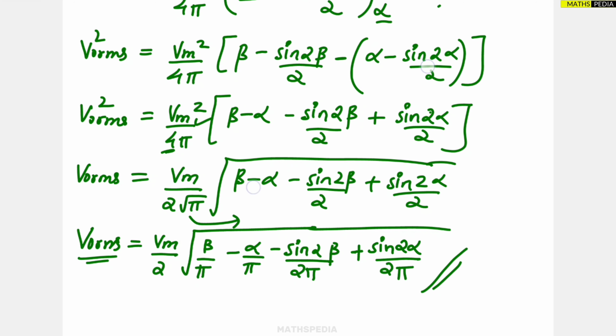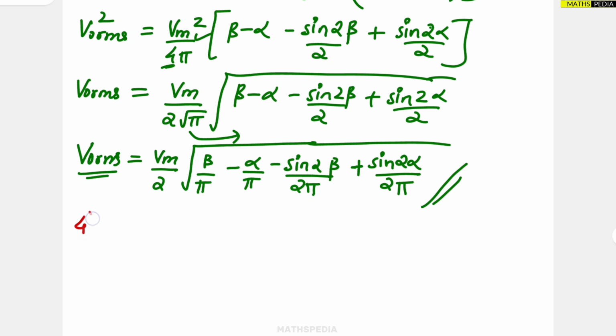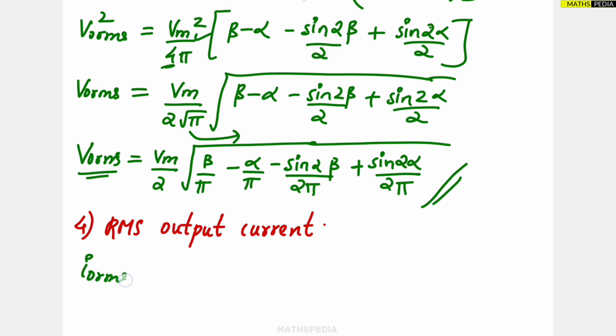Now the last and final thing, it's the RMS output current. So how to calculate? Same thing, same logic. I out RMS is equal to V out RMS by R, V by R, right?